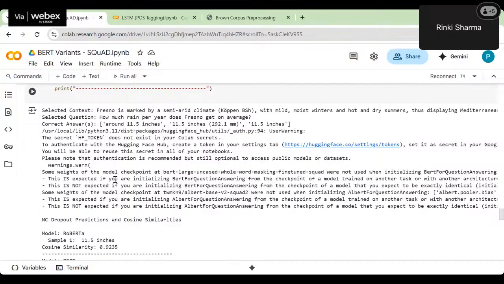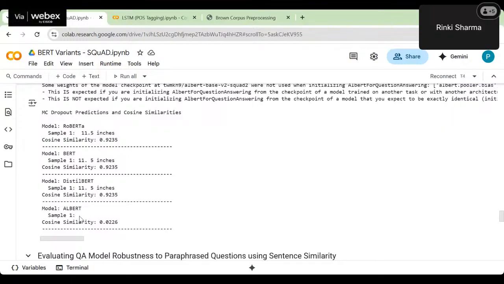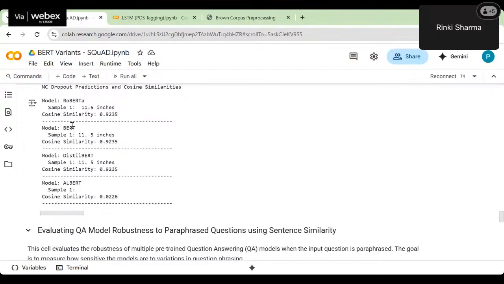And here ALBERT fails to answer, maybe just because ALBERT is a light version of BERT, and because of its learning capabilities it is not able to answer the question. But this is how the rest of the three models perform after deactivating a fraction of neurons; the models are still able to perform superbly. So there is another application in which we can see the strength of the attention mechanism.